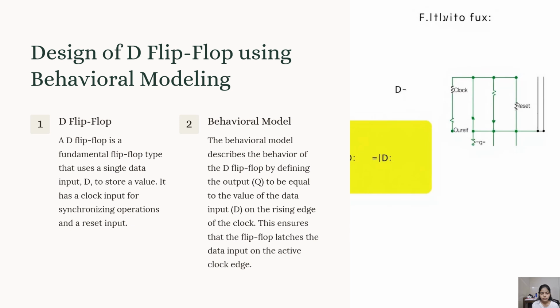Design of D flip-flop using behavior modeling. The D flip-flop is a fundamental flip-flop type that uses a single data input D to store a value. It has a clock input for synchronizing operations and a reset input. The behavior model describes the behavior of the D flip-flop by defining the output Q to be equal to the value of the data input D on the rising edge of the clock. This ensures that the flip-flop latches the data input on the active clock edge.